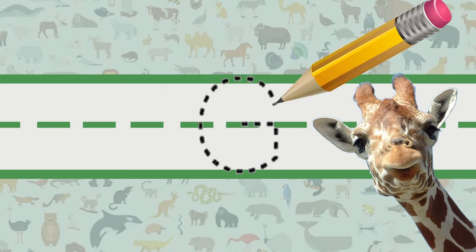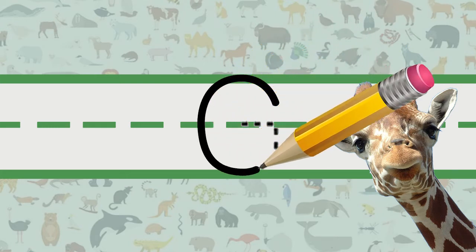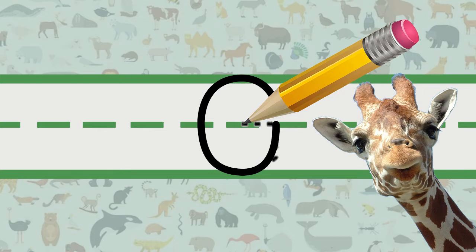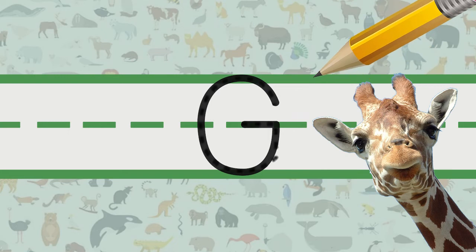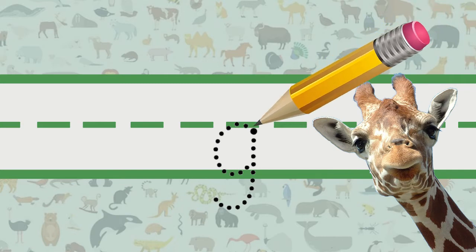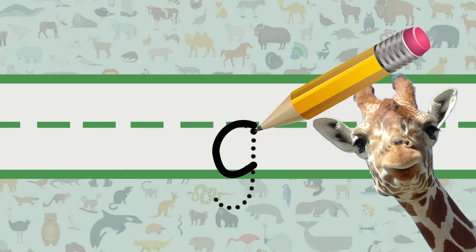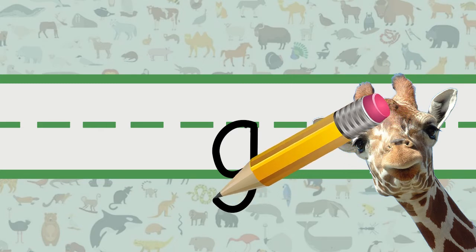Start at the top in the corner and draw a curved line down to the bottom and back up to the middle. Then draw a straight line in the middle from left to right. Good job! Let's write small g or lowercase g. Start at the middle and draw a curved line down to the bottom. Then go back to the middle and draw a line down below the bottom and curve to the left.